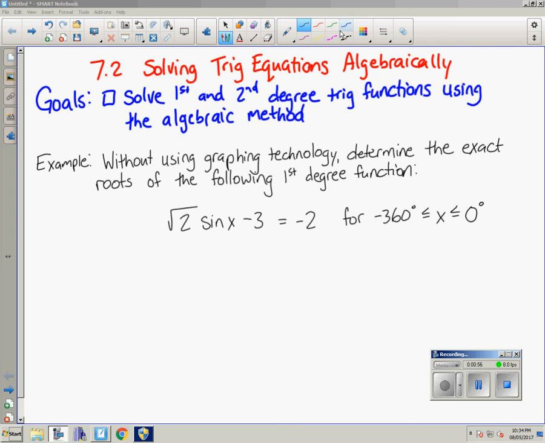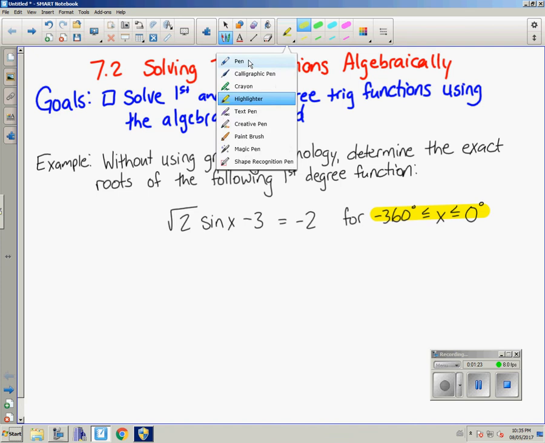The first thing I want you to notice when we're looking at this equation is the domain in which we're solving for. We've got a negative domain, and the other thing that we're looking at is that it is in degrees. So we're going to be looking to solve for x, and we want to figure it out in degrees rather than radians. We're also going to be going clockwise around the circle. So we're going to keep that in mind as we solve this question and go from there.